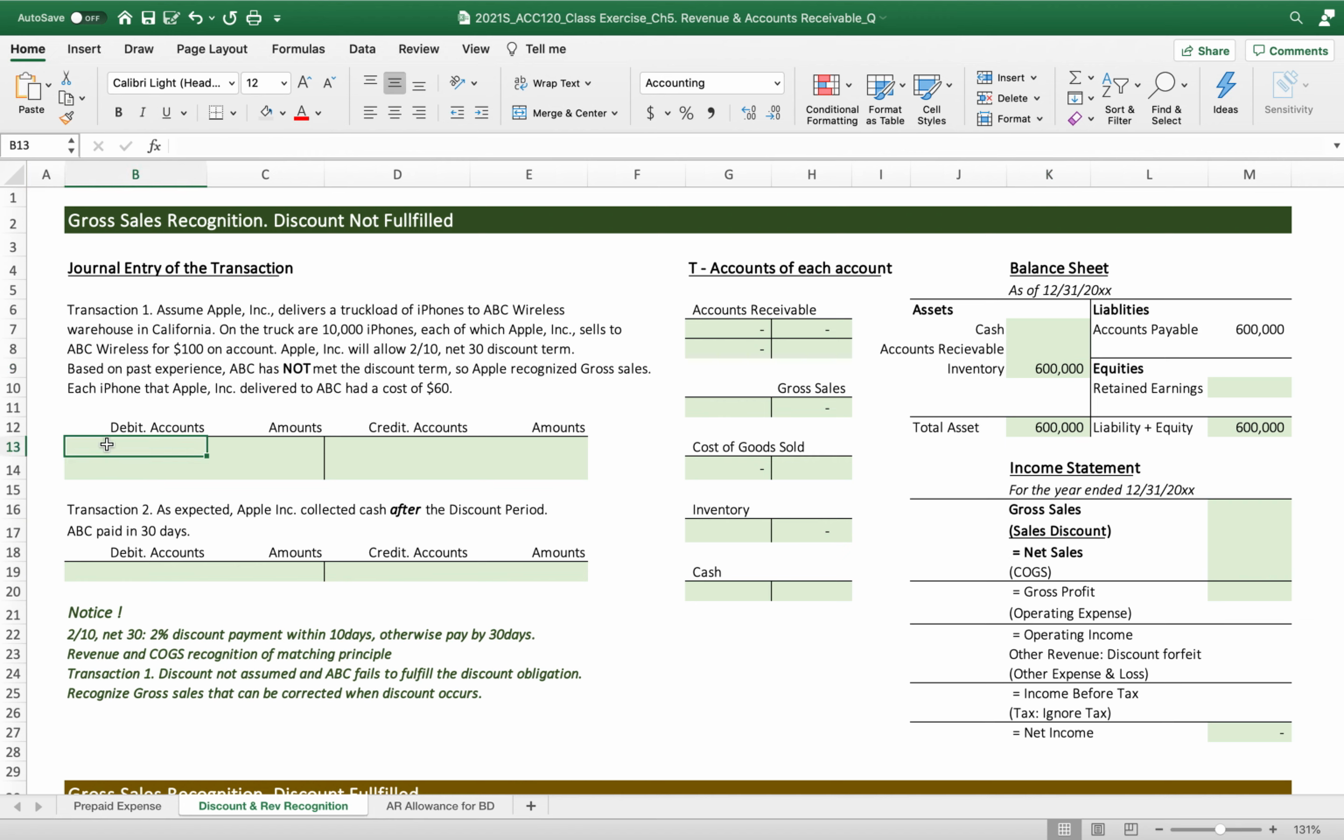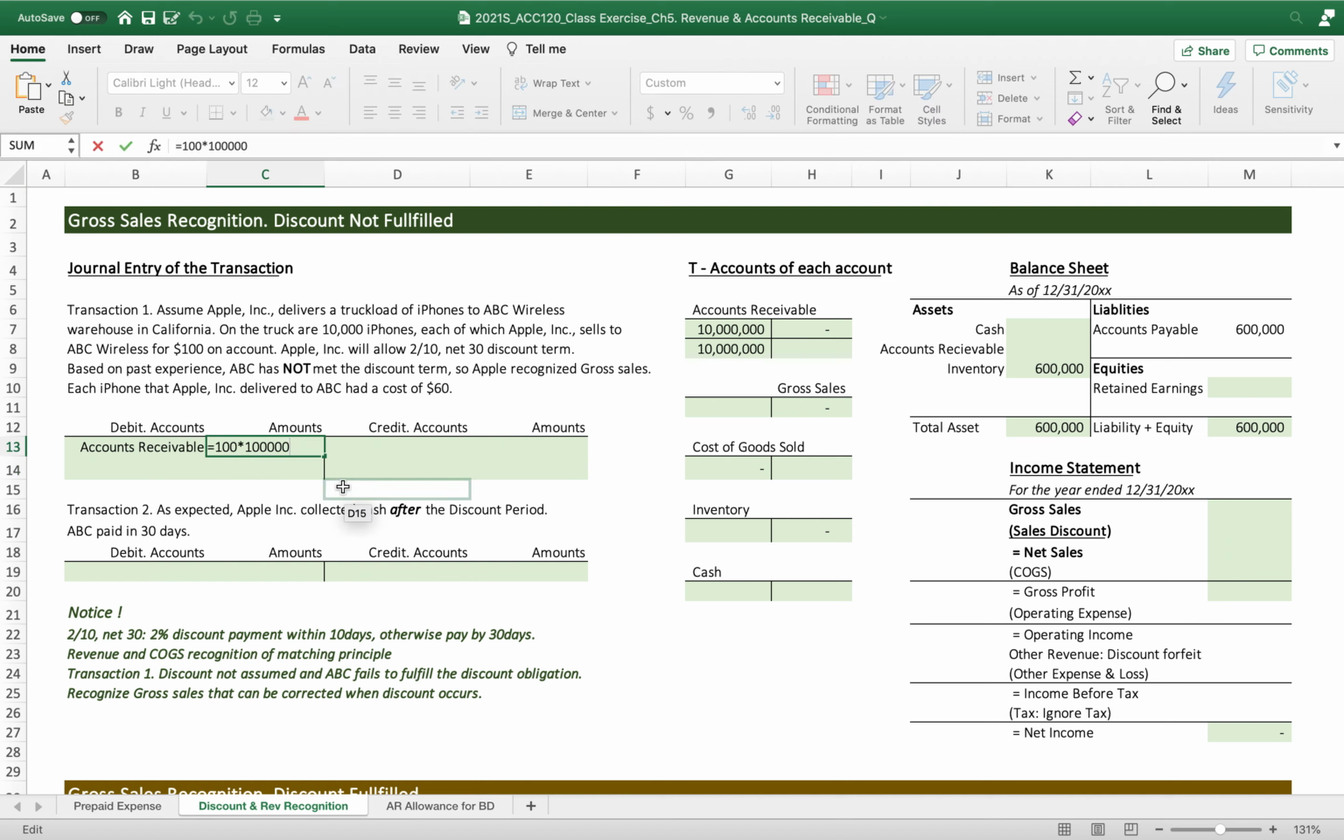Okay, let's journalize. Accounts receivable, because it's a credit transaction. Accounts receivable, how much is that? Right, $100 per iPhone times 10,000, so $1 million. Then it should be gross sales. Again, the reason why I put the gross sales here is that discount is not assumed in the first place.